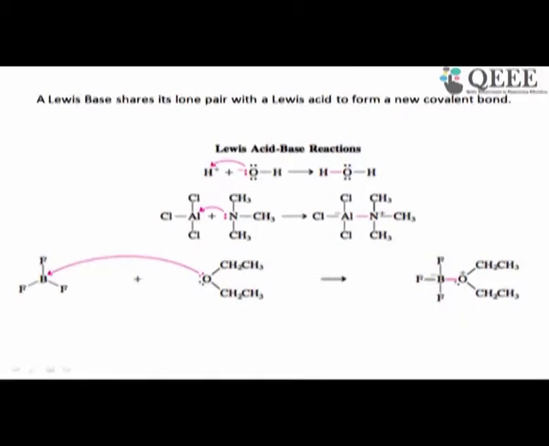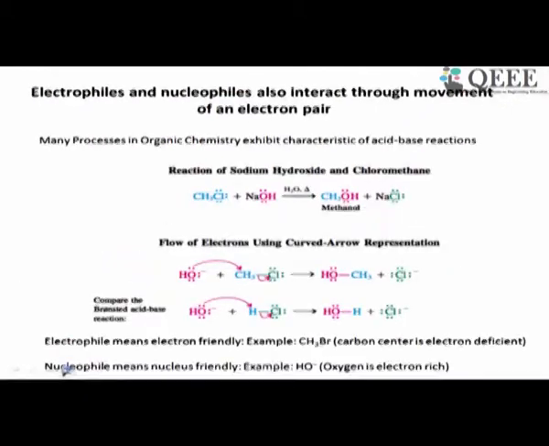Lewis bases react with Lewis acids to form an adduct. Here it is shown BF3 is a Lewis acid. This is a Lewis base because it has a lone pair, and it will form an adduct. So the same way you explain acid-base reactions, now you can also explain here with a Lewis acid and Lewis base pair. Many organic reactions are basically acid-base reactions in terms of Lewis theory. Lewis theory says that anything that has electrons is a Lewis base, anything that is lacking electrons is a Lewis acid. So all organic reactions you can basically explain by this acid-base concept.